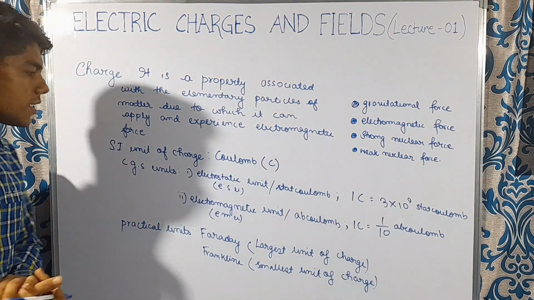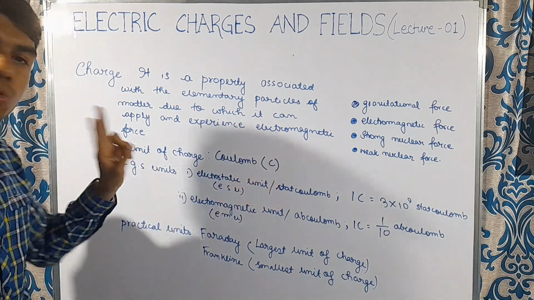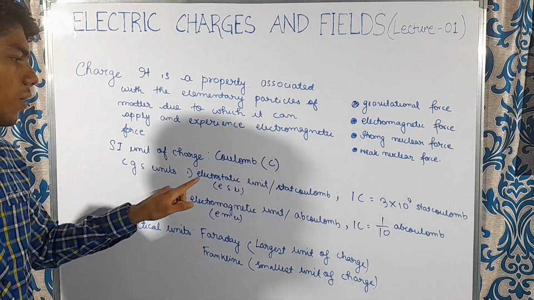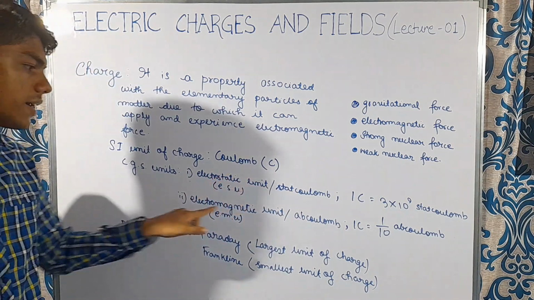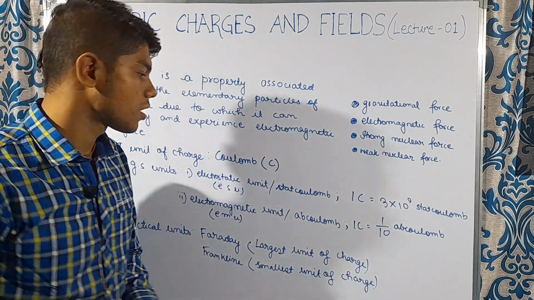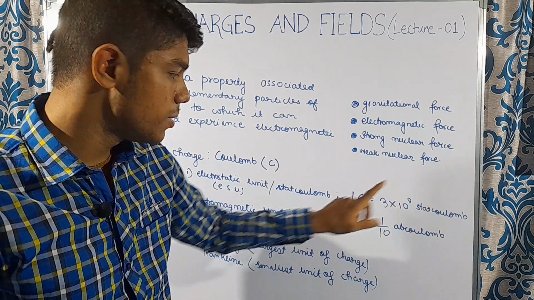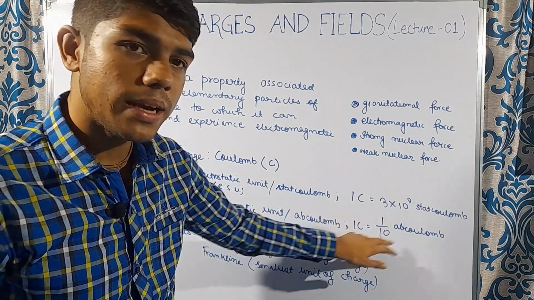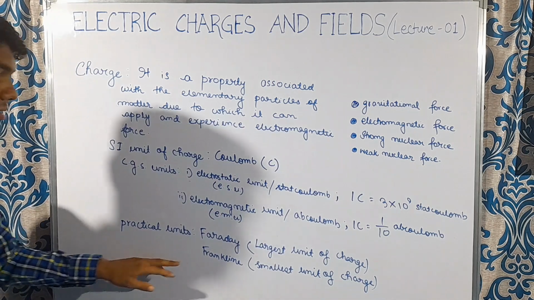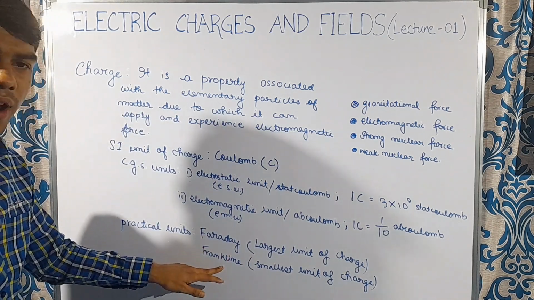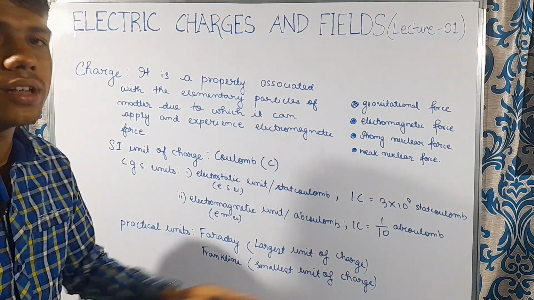Just let me repeat once again. SI unit of charge is coulomb. There are two CGS units of charge. One is the electrostatic unit or stat coulomb and the other one is electromagnetic unit or amp coulomb. 1 coulomb is equal to 3 into 10 to the power 9 stat coulomb and 1 coulomb is equal to 1 by 10 amp coulomb. There are two other practical units. One is the Faraday and the other is the Franklin. Faraday is the largest unit of charge and Franklin is the smallest unit of charge.